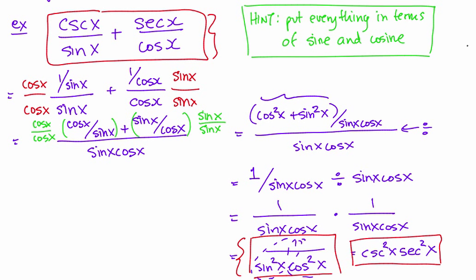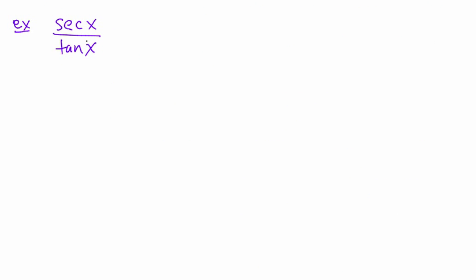Okay, let's try a couple more examples and just see how some other things can simplify. So this one's secant x over tan x. This one's actually much easier to work with. Again, I did a more complicated example first, just to get used to the algebra.